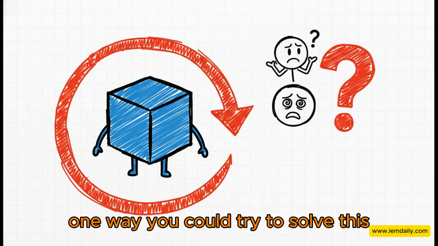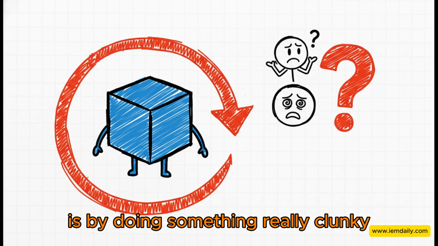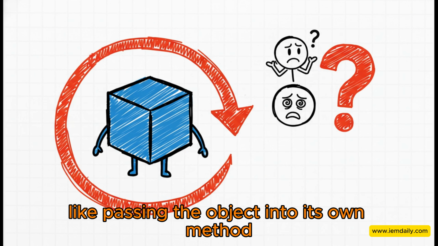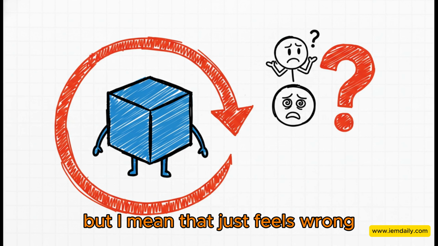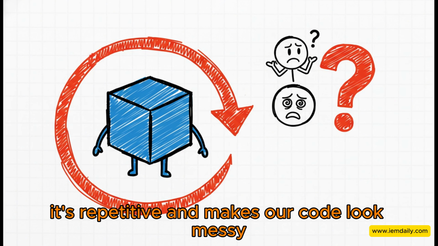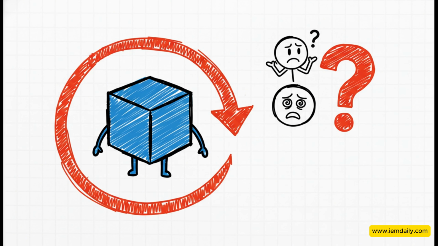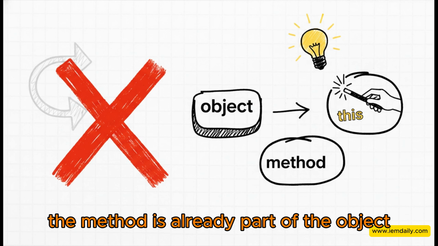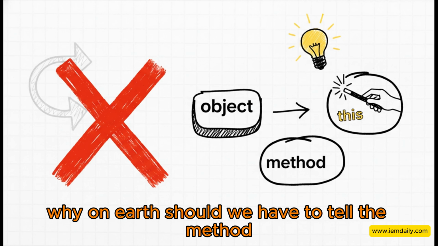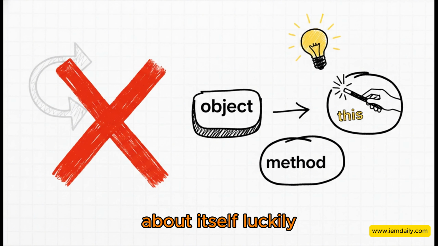Well, one way you could try to solve this is by doing something really clunky, like passing the object into its own method as a second parameter. Then you could say obj.age. But that just feels wrong. It's repetitive and makes our code look messy. And that really gets to the heart of it. The method is already part of the object. Why on earth should we have to tell the method about itself?